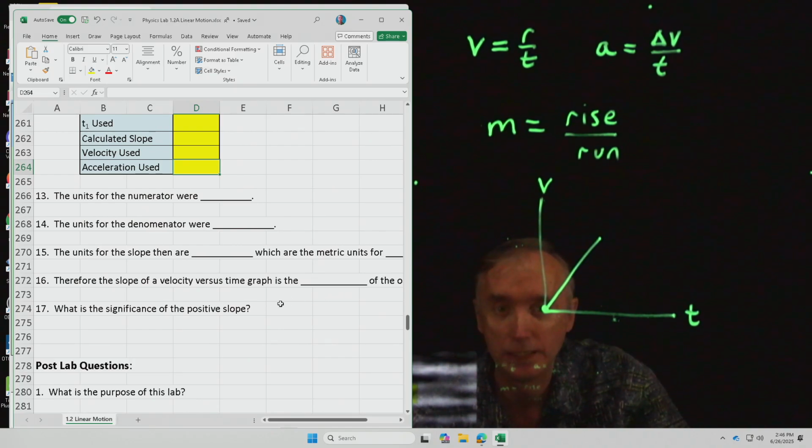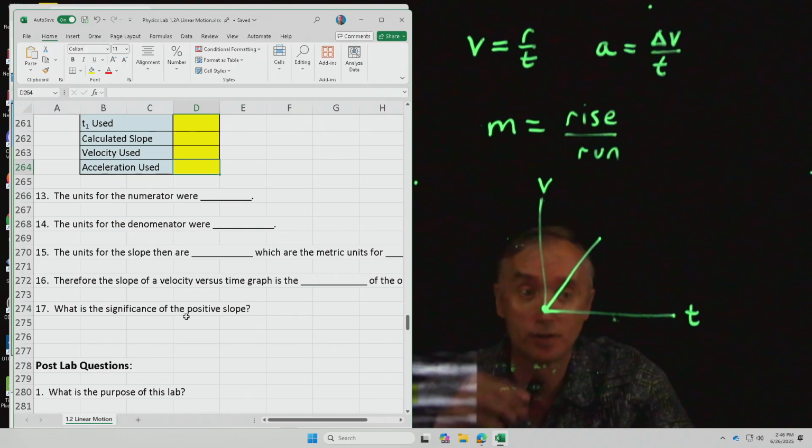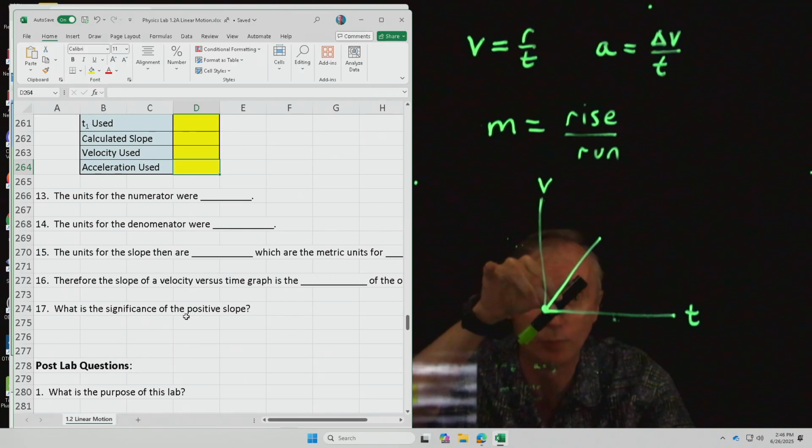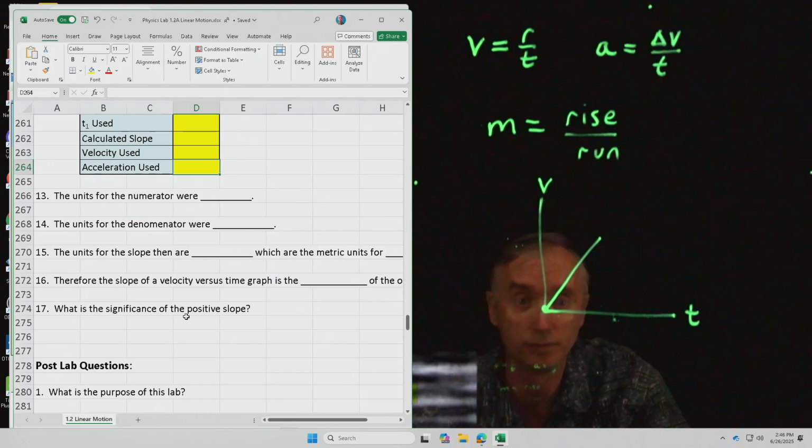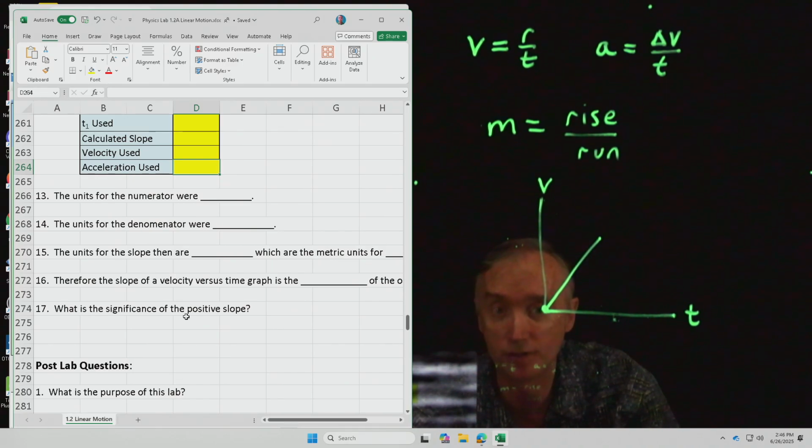Okay. Then number 17, what is the significance of the positive slope? So did you notice that it was sloping upwards? So what does that mean about the concept that you just figured out?